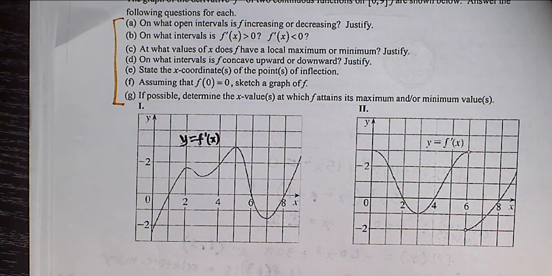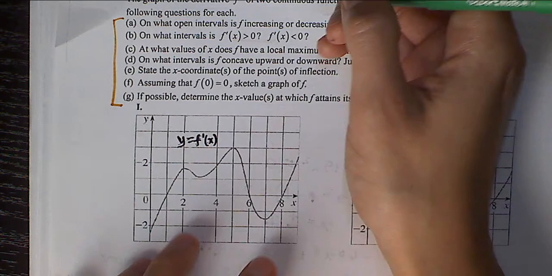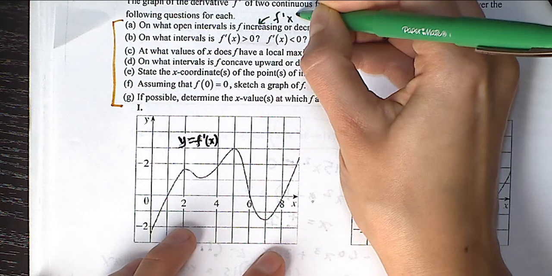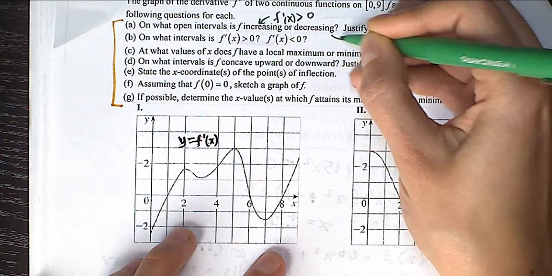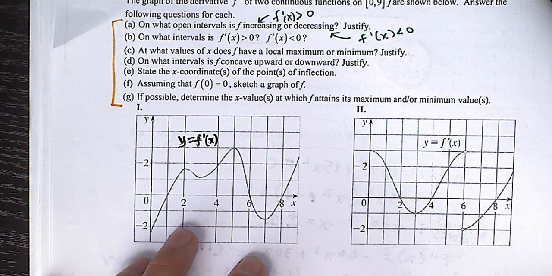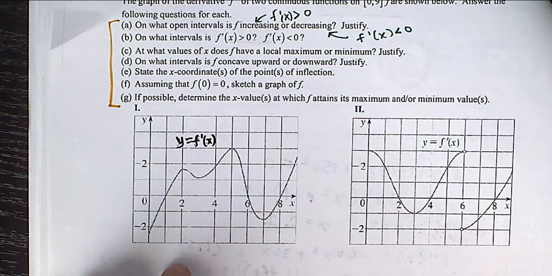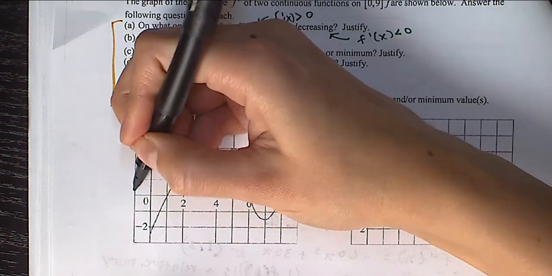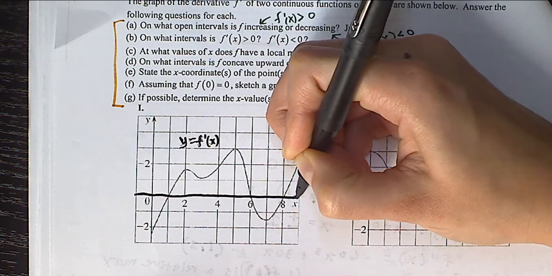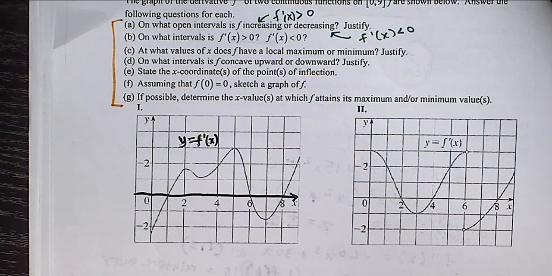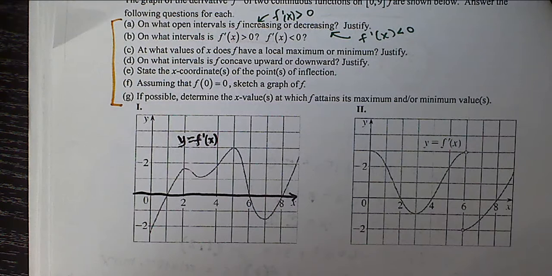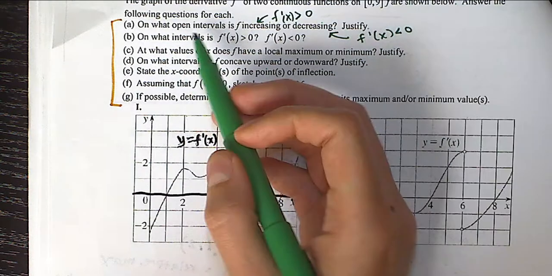Remember that a function is increasing when f prime of x is greater than 0. It's going to be decreasing where f prime of x is less than 0. So we're given f prime. It's really easy to see where it's greater than or less than 0. You just have to look to see where it's above or below the x-axis. I don't really know why they split A and B into two, to be honest.